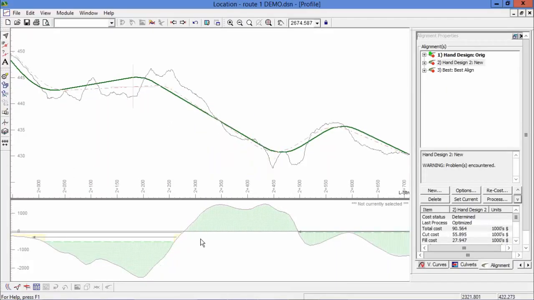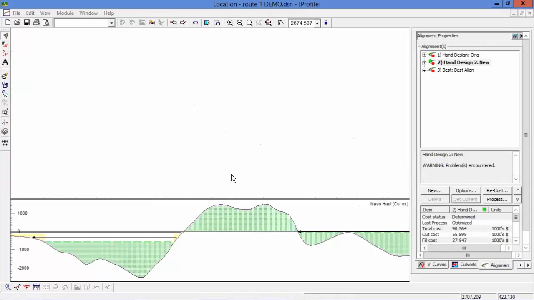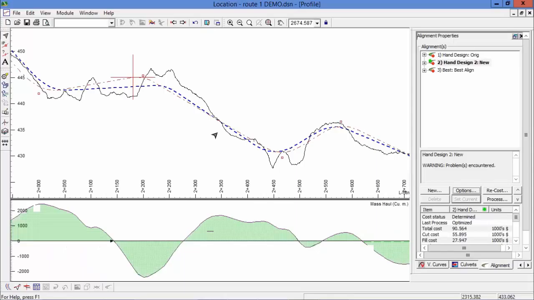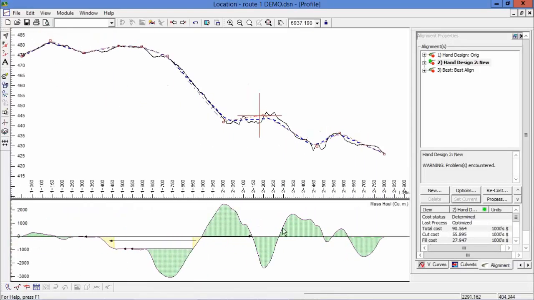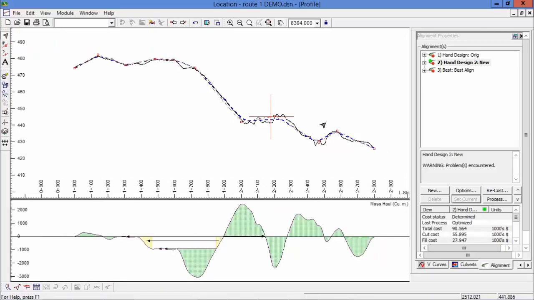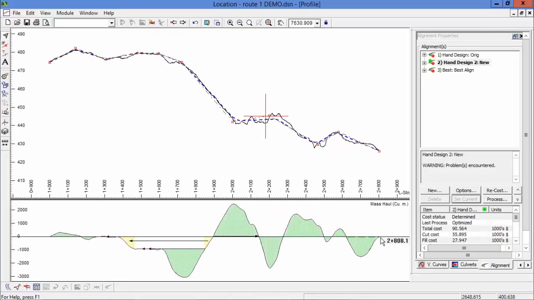So the mass flow diagram below is still the mass flow diagram of the first alignment. So I need to make that current, which I'm going to do now. Okay, so let me zoom back a little bit. So that's the mass flow diagram of this Hand Design, this new alignment. So you can also see, and that's the point of the seminar, that it's also balanced. Let me zoom out a little bit more. Yeah, you can see it's actually balanced.